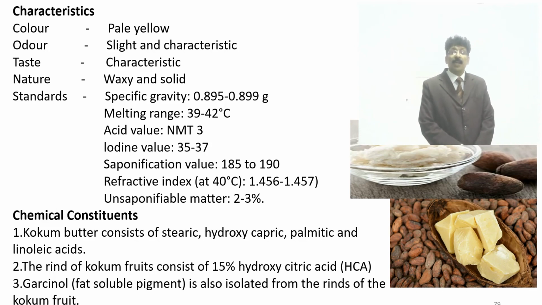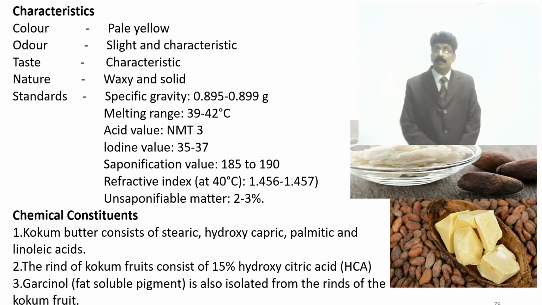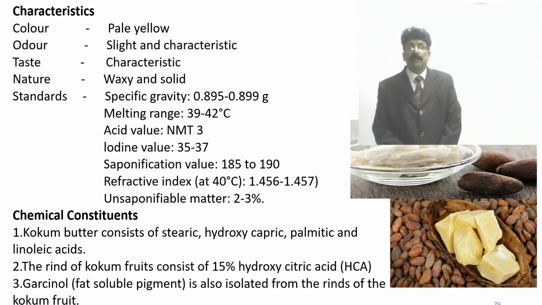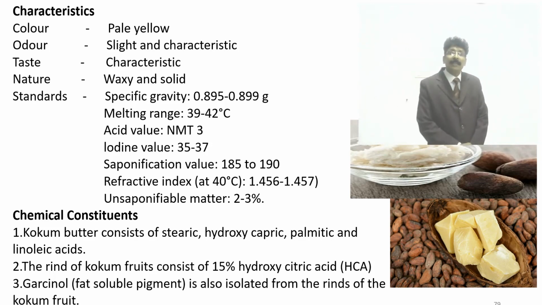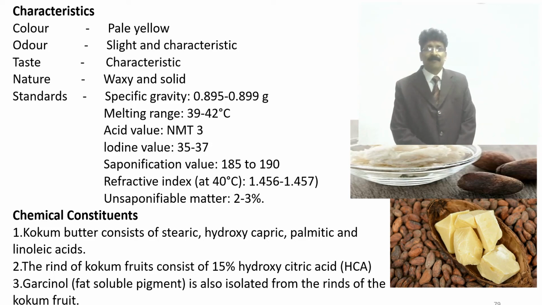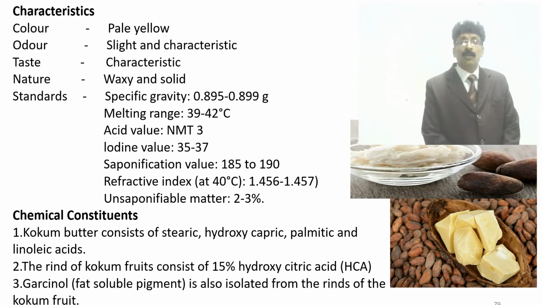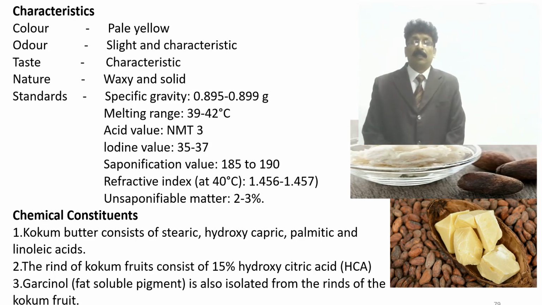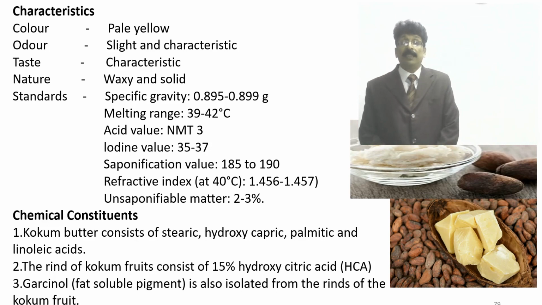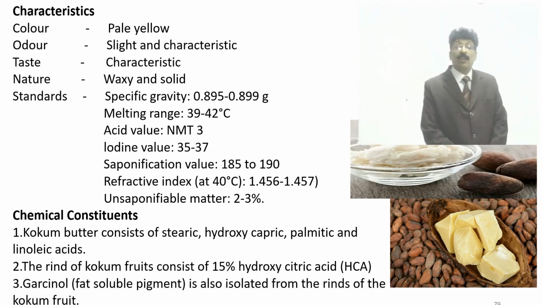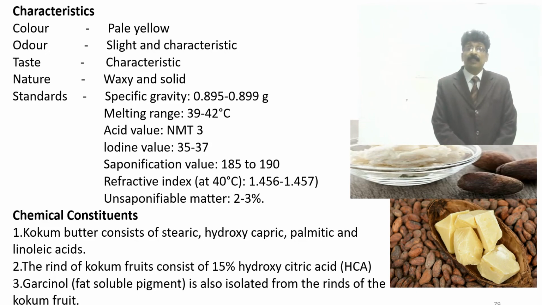Chemical constituents: kokum butter consists of stearic, hydroxycapric, palmitic and linoleic acid. The rind of the kokum fruit contains 15% of hydroxycitric acid. Garcinol, a fat soluble pigment, is also present, isolated in the rinds of the kokum fruit.